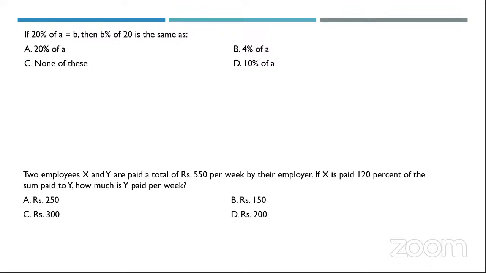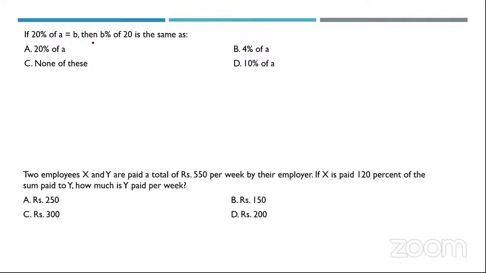So if I write 20% of A, which is nothing but 1 by 5 of A, is equal to B, so can I say A is equal to 5B? I'll solve it again, but as of now, let's do it mentally. So A is equal to 5B, then B% of 20. So B is equal to 1 by 5 of A, right? So B% of 20, that is 1 by 500 of 20. What would be the answer?